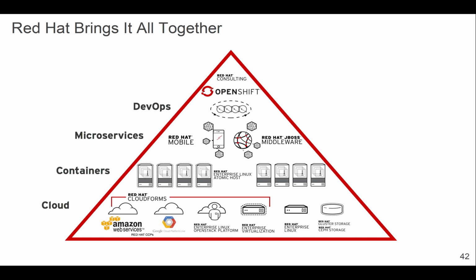And then we provide microservices by providing you all the middleware technologies that we have to support those microservices architectures. We provide you DevOps implementation guidelines and consulting help, and all of this comes together by using effectively OpenShift, and on top of that Red Hat Consulting. So all of these are brought to you together by Red Hat as a technology provider.